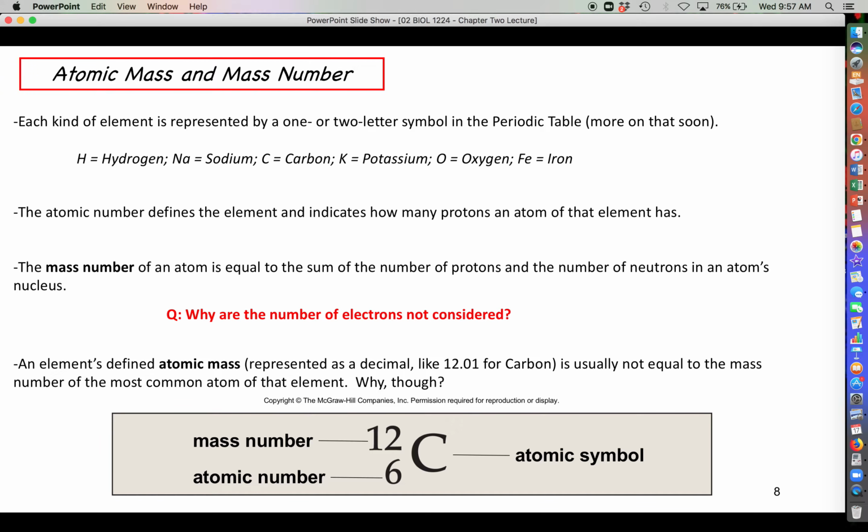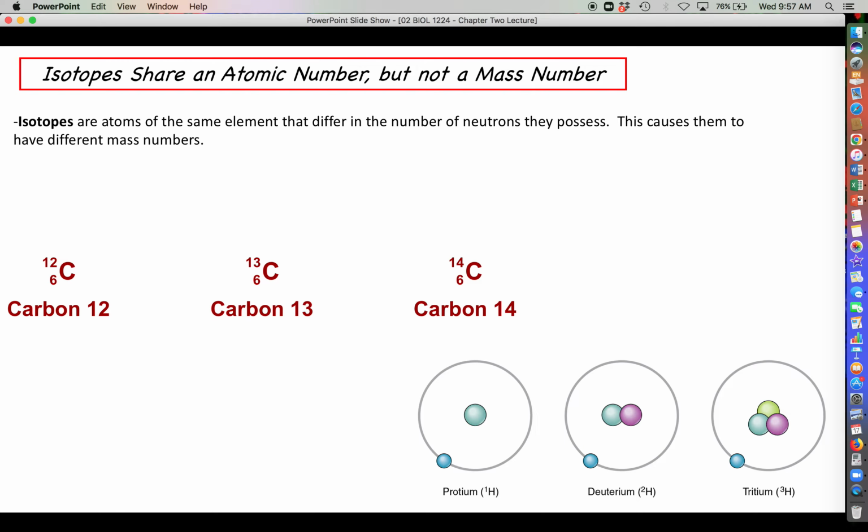So the question becomes, even though those numbers are very close, why is the atomic mass of carbon not equal to the mass number of this, the most common type of atom of carbon that we can find? To understand this, we need to talk about something called isotopes.